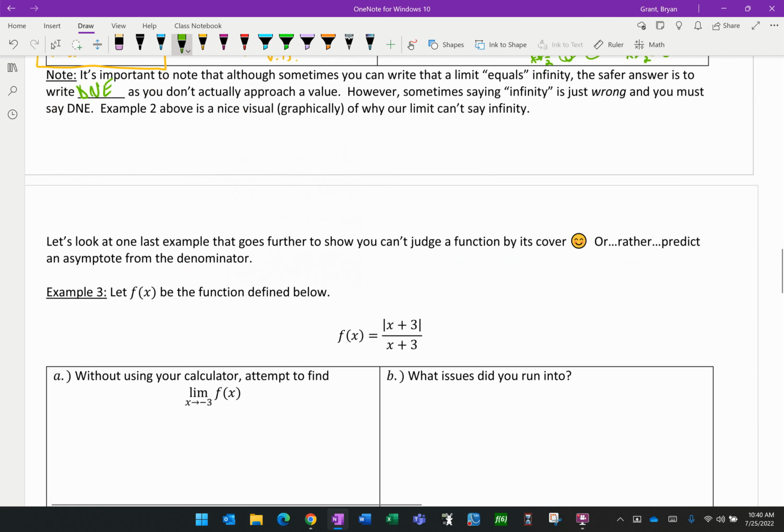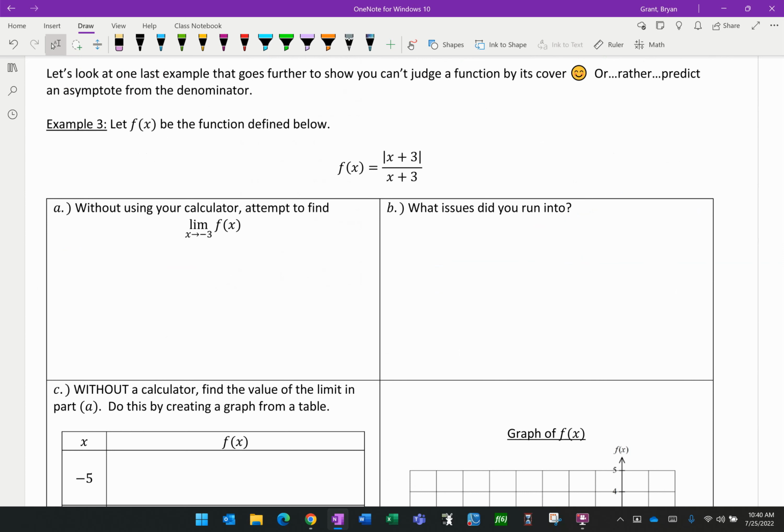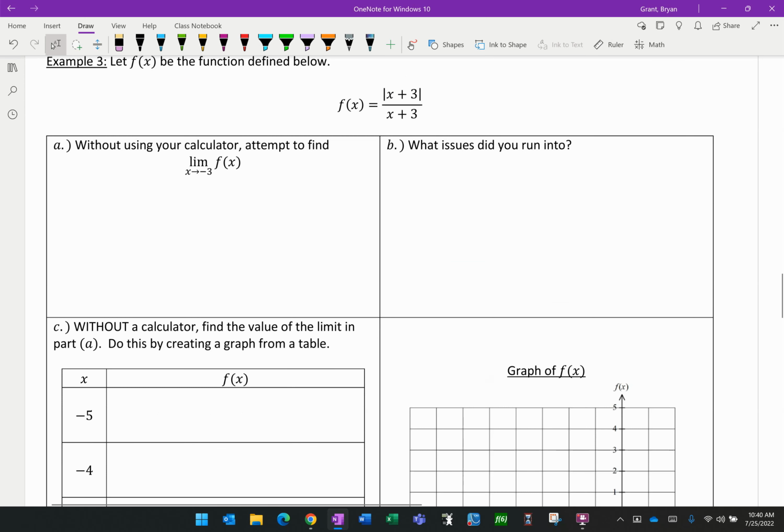All right, one last example that goes further to show you can't judge a function by its cover, or rather predict an asymptote from the denominator. Okay, so we'll let f of x be this function defined below. So without using your calculator, let's go ahead and find the limit as x approaches -3. I think the smart way to proceed is direct substitution. That's what we're usually supposed to do, right? So let's replace f of x with its actual function, and then let's go ahead and substitute in -3.